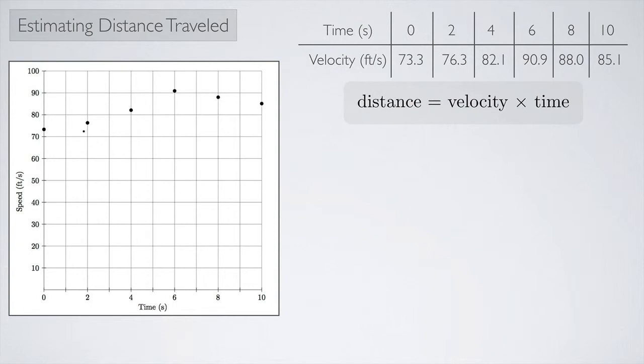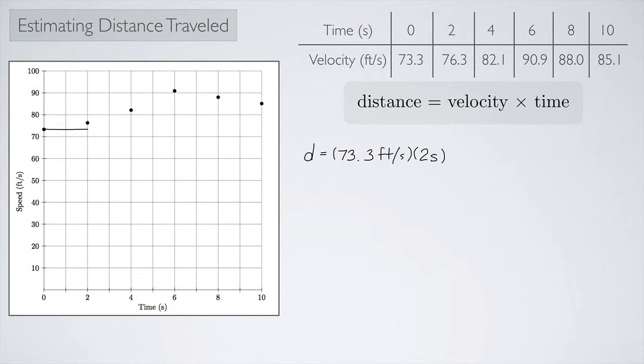So let's see here. How about for the first 2 seconds, if we just assume that the car traveled at a constant 73.3 feet per second. So in that case, my distance for that part would be 73.3 feet per second, and then the time would be 2 seconds. Okay? All right. Well, that's a little unrealistic, but at least we have something we can use for a constant interval here.